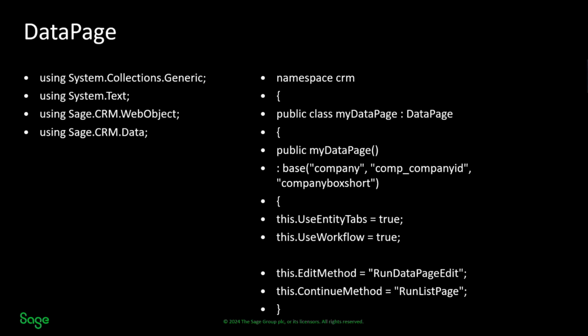And this .edit method, run data page edit, this .continue method, run list page. This is where, in a very customized environment, and you are not relying on the classes automatically built by the entity inside the base class, this is where you can override them. So notice where it's got this .edit method, this .continue method on the right hand side, and then what those are called, the run data page information.